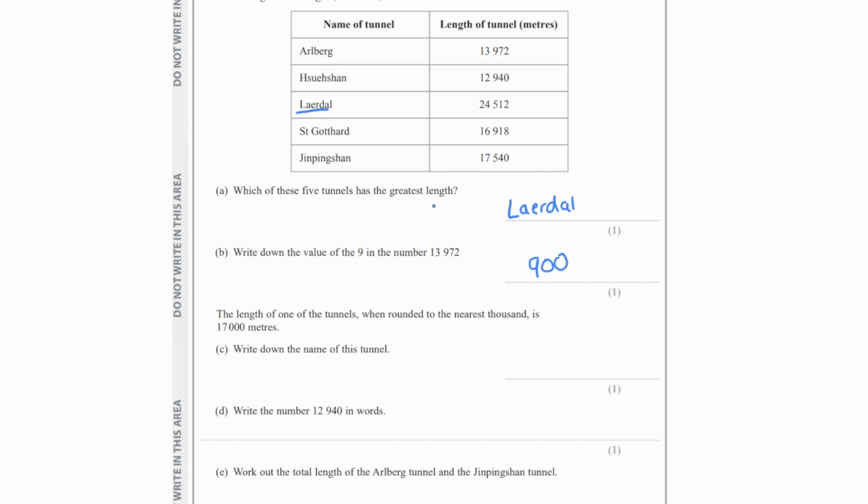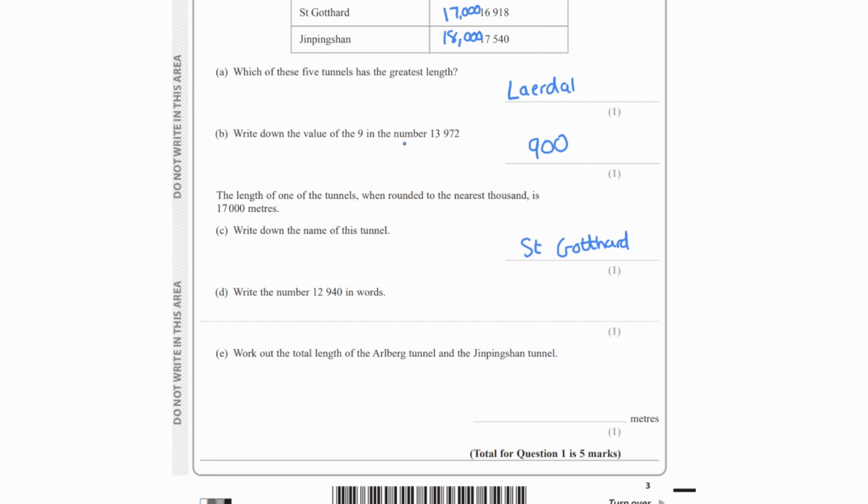The length of one of the tunnels when rounded to the nearest 1,000 is 17,000 meters. Write down the name of this tunnel. So both of these tunnels are quite close to 17,000. That rounds to the nearest 1,000 as 17,000, but that goes to 18,000. So St. Gothard is our answer to that. Write the number 12,940 in words.